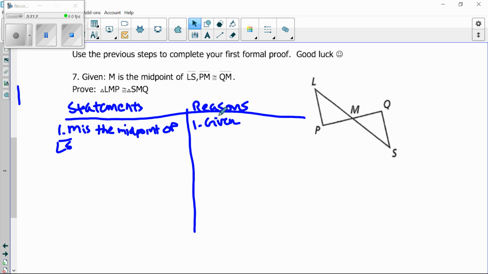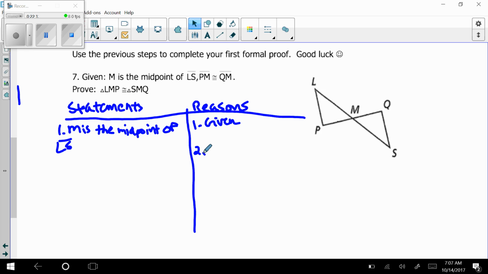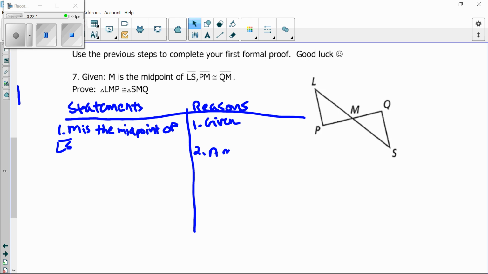Reasons will have 4 categories only: givens, definitions, properties, and your methods. So 4 reasons only for right now. We will add in a few more later. So M is the midpoint of LS. My question to you is, does that give me 2 congruent pieces? Hopefully, someone in the room has said no, and hopefully it's more than one person that has said no. No, because it doesn't say something is congruent to something else. So then I have to think, what is the definition of a midpoint? Let's start with that reason. The definition of a midpoint is a midpoint divides a segment into 2 congruent segments.